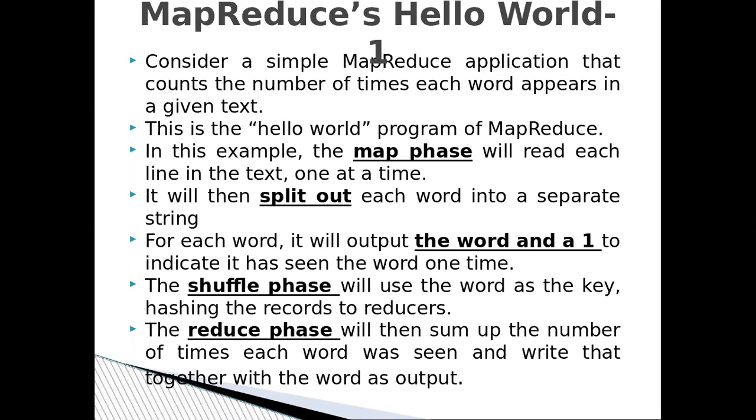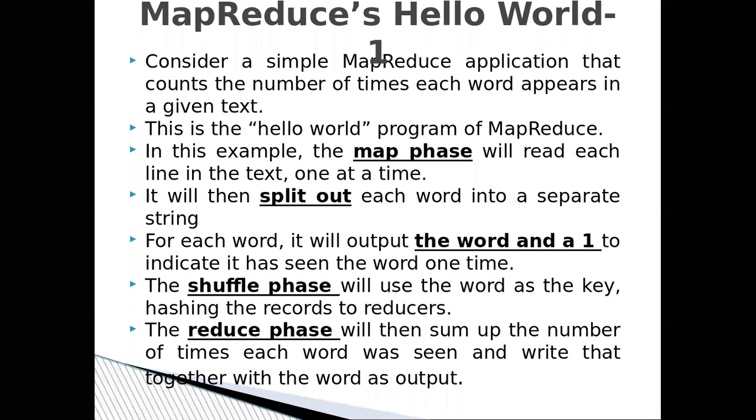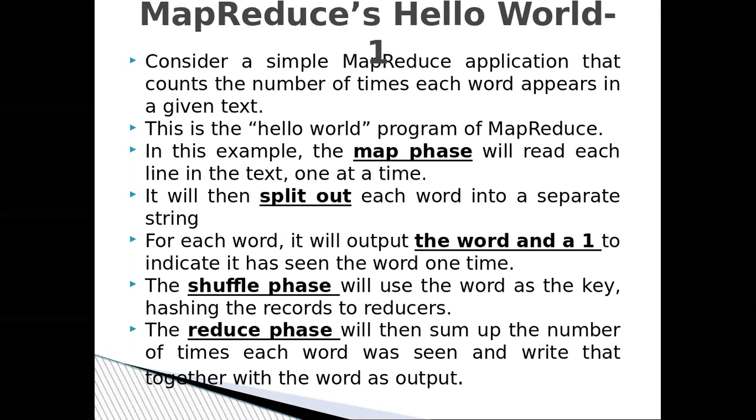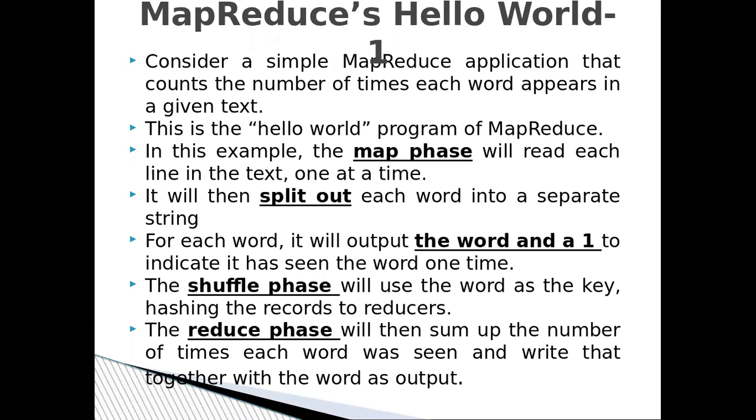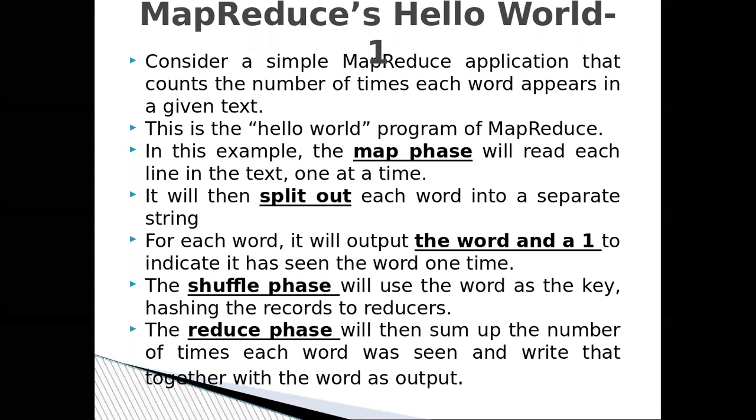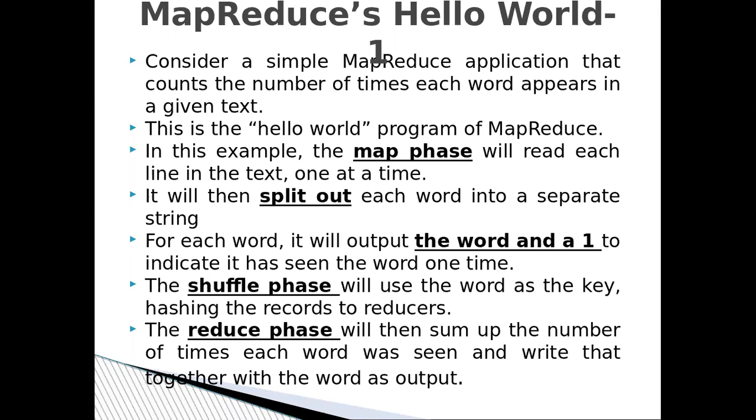Maybe hundreds, thousands of lines. So in the map phase, each line is assigned to a map, and then it is split out. It splits out each word into a separate string, and for each word it will output the word and a one. Suppose now we are counting the number of words, so each map task picks up one line, and then splits out each word into a separate string and outputs the word and a one, that it has counted that word once.